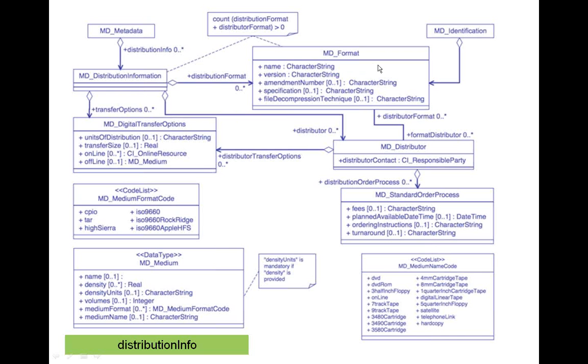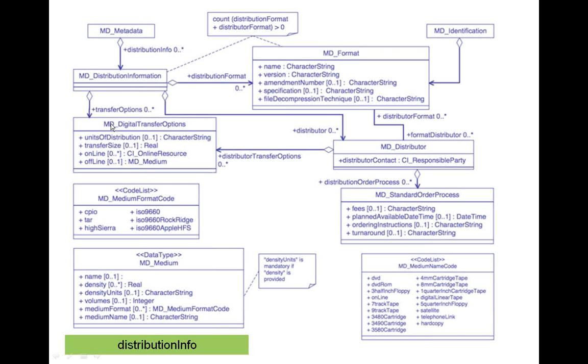So this is where we go through and say, okay, what format is this in? What's the name? Is it a NetCDF file, or is it a spreadsheet? What version of that format is being used? Are there any specifications or file decompression techniques that we need to use for this? Is it a .gz or .tar? That's important information to have. All right, who's the distributor? Who's the responsible party? Who do I contact? Who's able to allow the access of this?